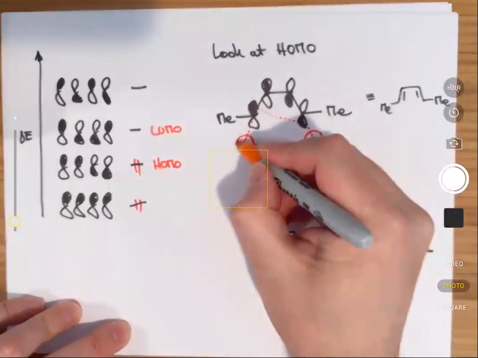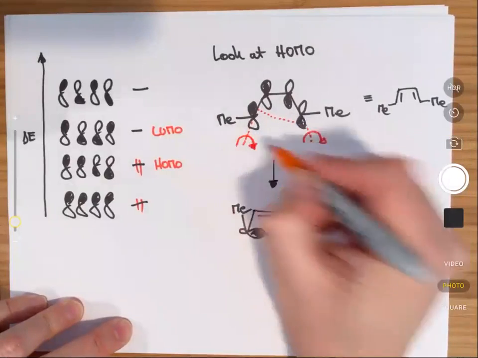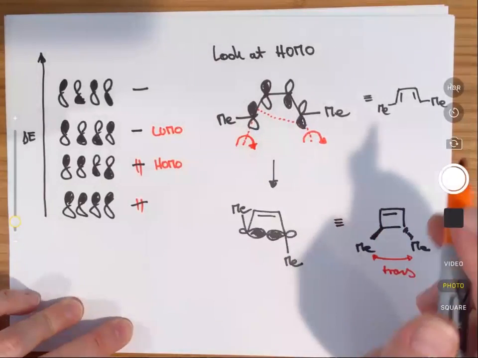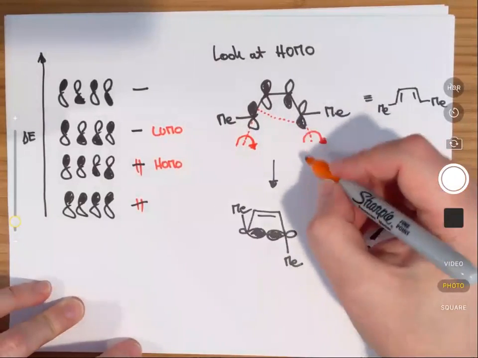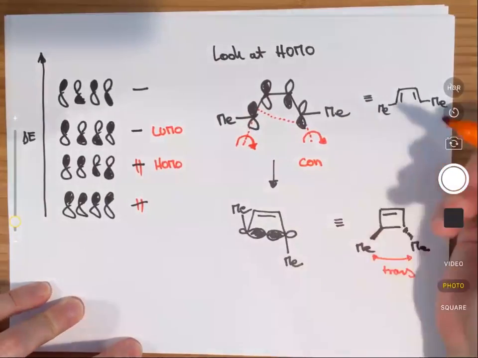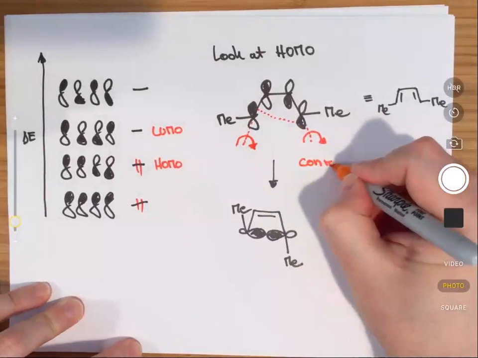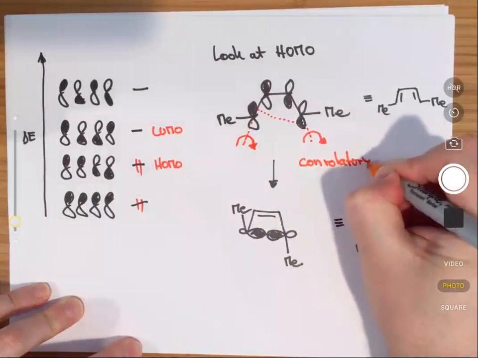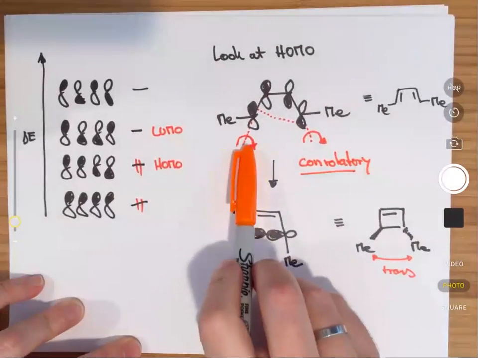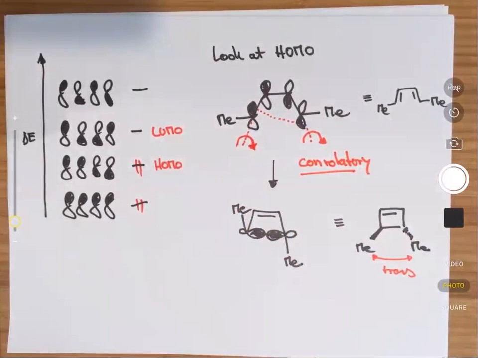Now, if we rotate both ends of the pi system in the same direction, so in this case, both rotated clockwise, we call this reaction conrotatory. So con means in the same, and rotatory means the rotation in the same direction. That's an important term that you should keep in mind. If you rotate in the same direction, we define this as conrotatory. So both ends of the pi system turn in the same direction.